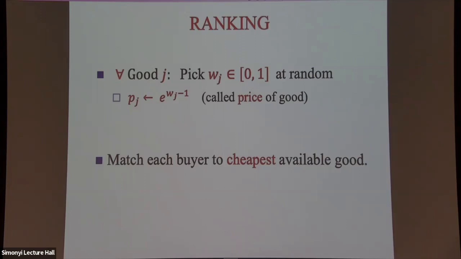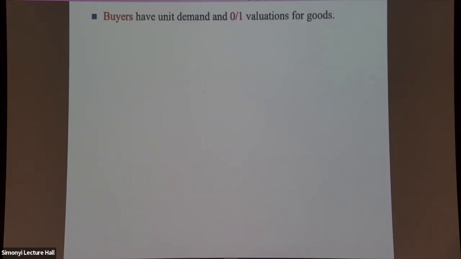So let's try to analyze this version with an economic angle. And the economic angle, of course, is that each buyer has a unit demand, wants only one good, and has 0-1 valuations, in other words, for the goods. All the goods she wants are equally good, and she wants at most one of them, or exactly one of them, to optimize her happiness, and none of the others, right? Even if they are available. Okay.